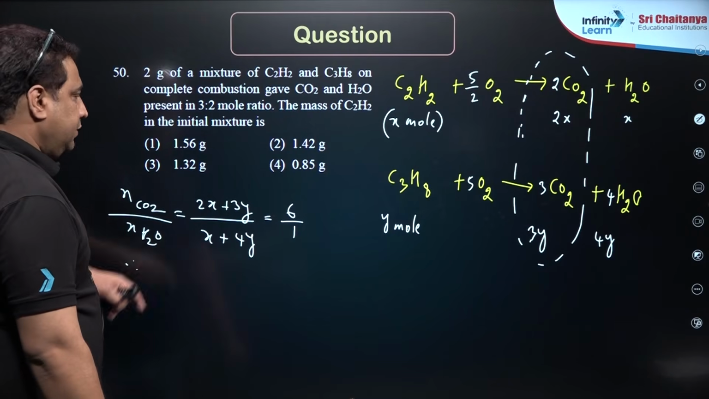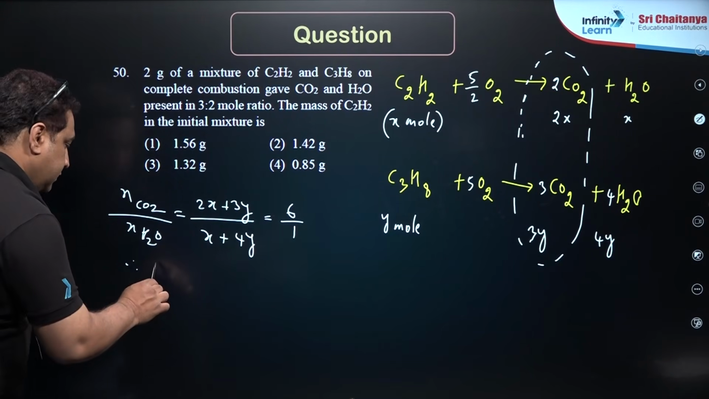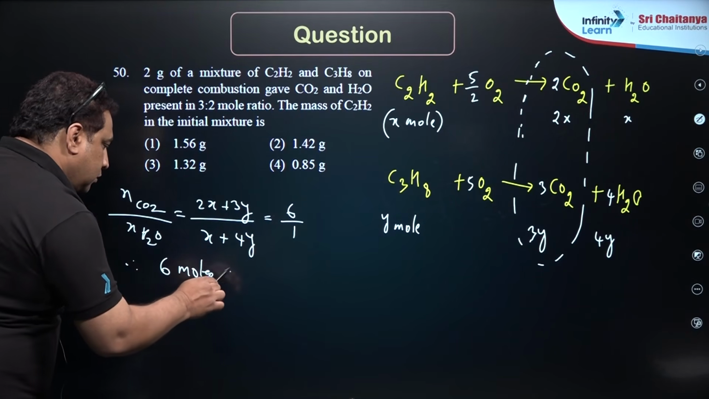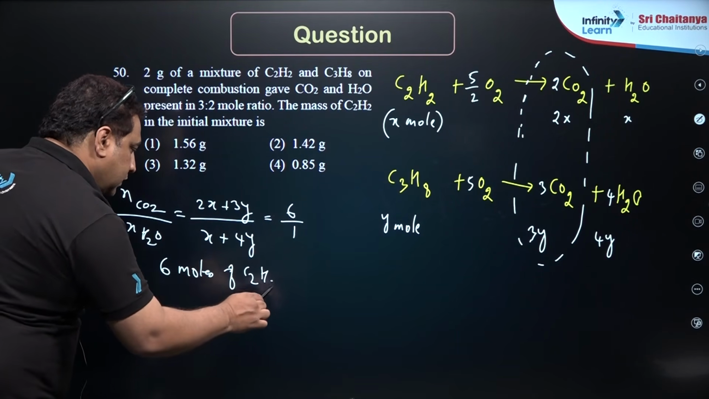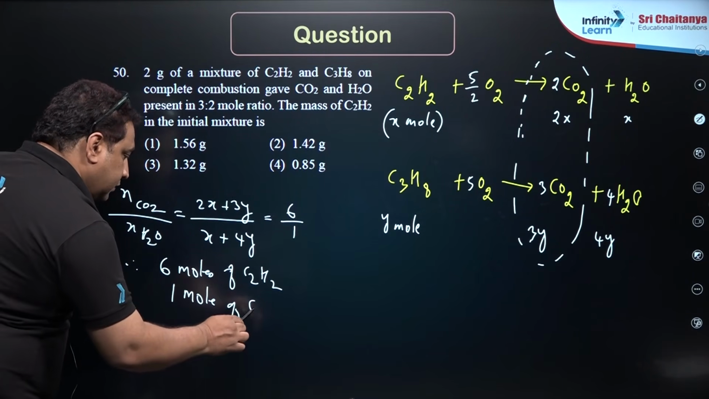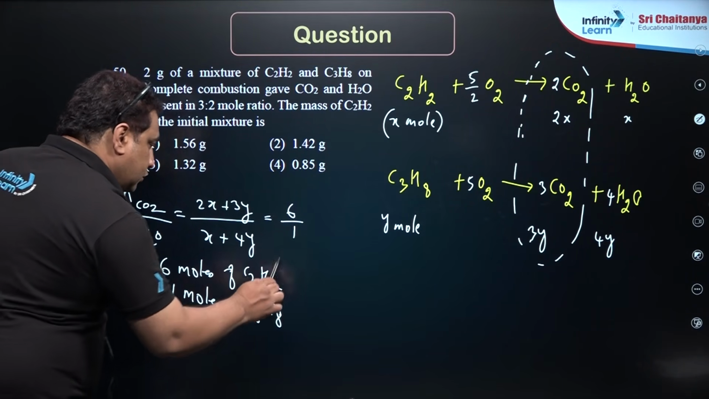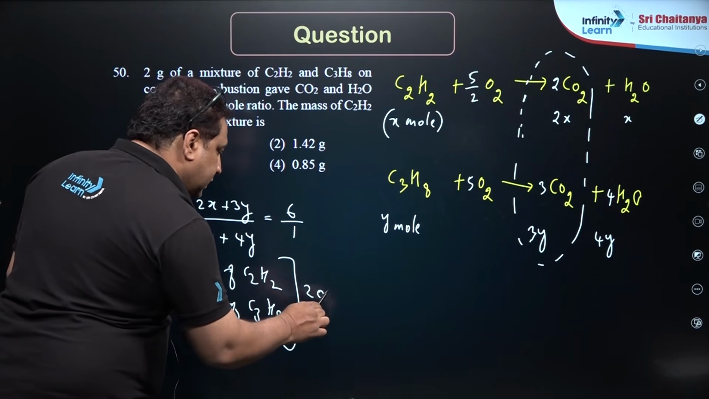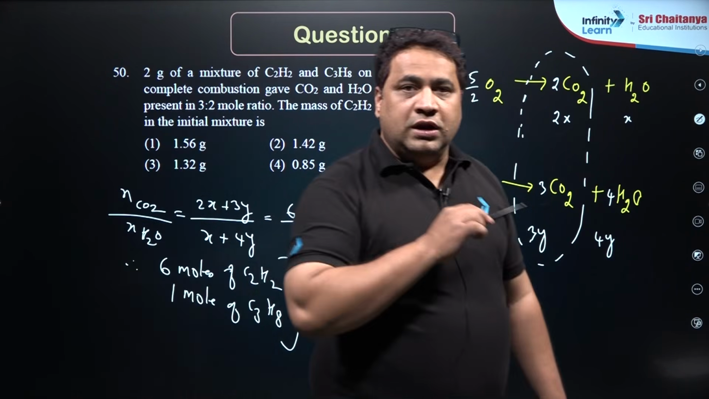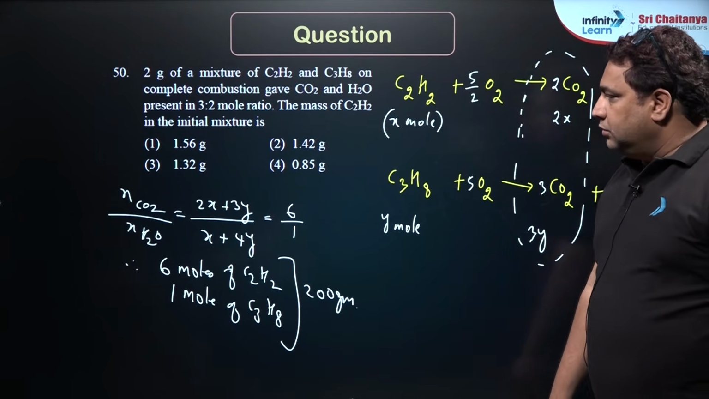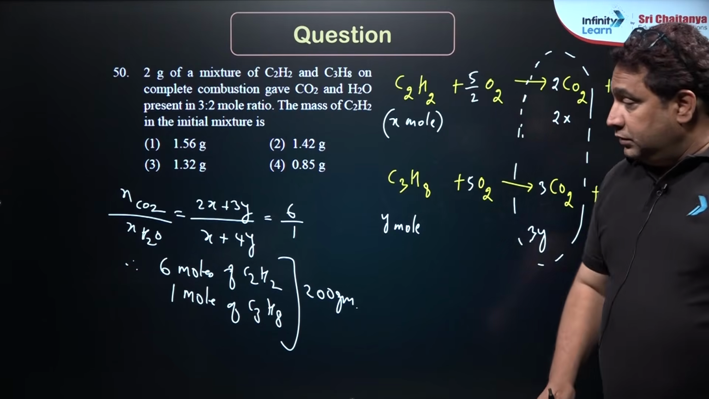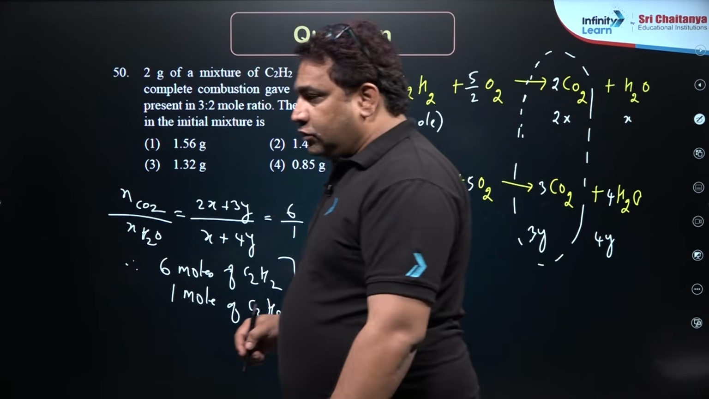this is 2x, that means you have 6 moles of C2H2 and 1 mole of C3H8. So the total weight of the mixture will come approximately 200 gram. So in 200 gram it is there, then in 2 gram how much it is there, we have to find it out. Now let us proceed to the next question.